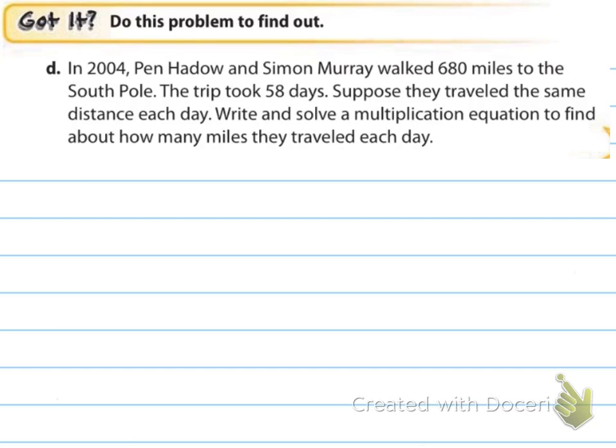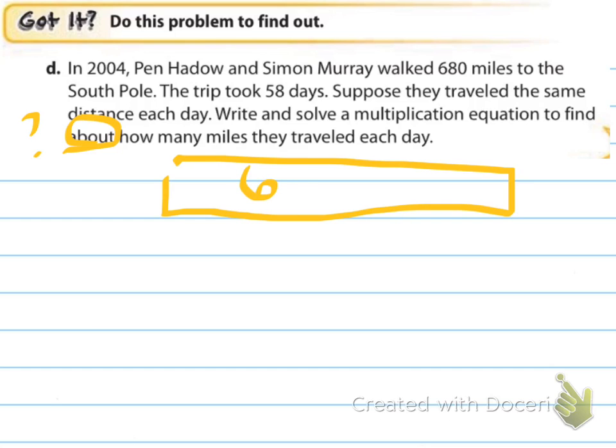And the reason we're saying about, I don't know why we're saying about. Maybe, I wonder if we have to round it. Okay, well, we'll find out. This part is making me question it, but let's see. So the total is 680 miles. Okay, and the trip took 58 days.